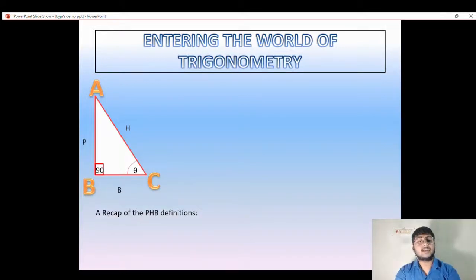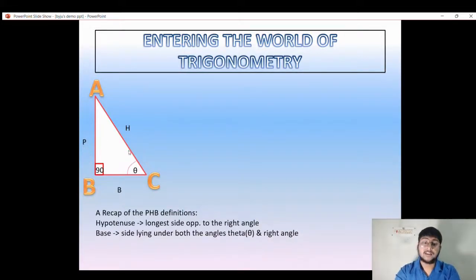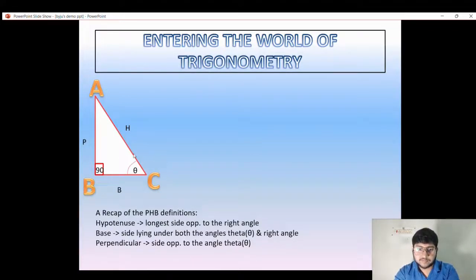Now let's recap the perpendicular, the hypotenuse, and the base. The hypotenuse is simply the side opposite the 90 degree or right angle, so this is the hypotenuse, in this case AC. Then the base: the base is the side on which the trigonometric angle theta and the right angle fall. Next, the perpendicular is the side opposite the trigonometric angle theta. So in this case AB is the perpendicular of the triangle ABC, because this one is theta.